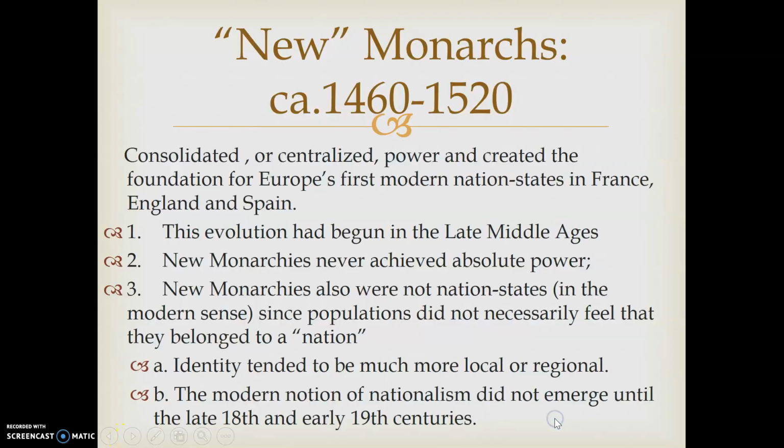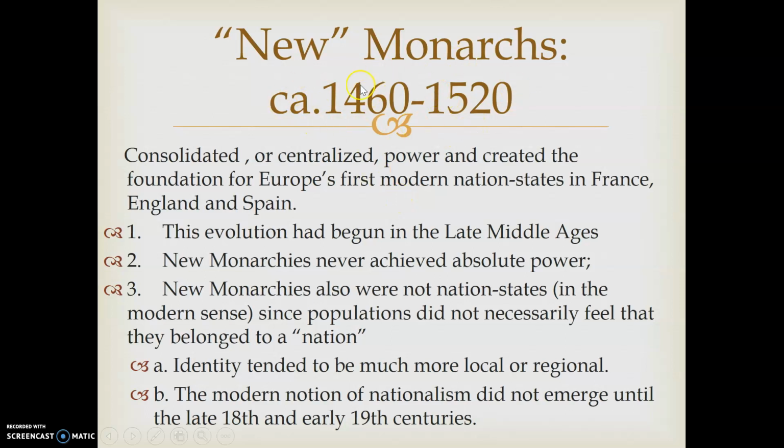The thing that's perhaps most important about the new monarchs, right? These are individuals who are going to rise to power. They are consolidating power. Think of this as an effort to centralize a political system, and they are essentially establishing the foundation for modern nation states. So the way that France, England, and Spain might develop the infrastructure for a government system that resembles what it does in today's day and age, we start to see the beginning of that.